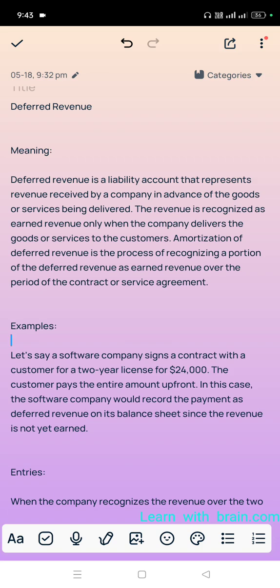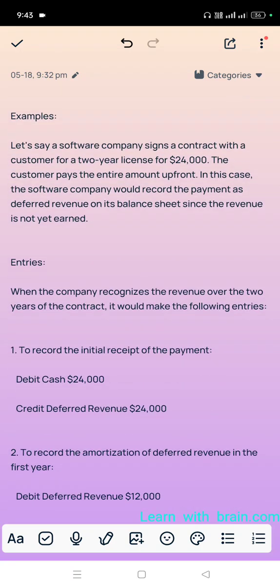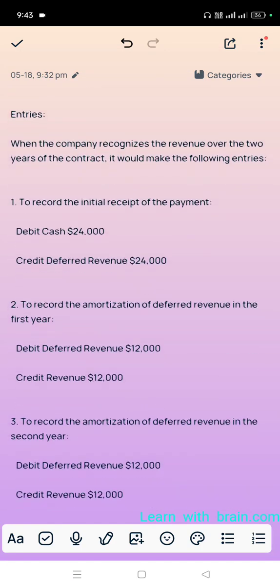Okay. Next, continuation. Amortization of deferred revenue is the process of recognizing a portion of the deferred revenue as earned revenue over the period of the contract or service agreement. So what is amortization? Already we recognized deferred revenue. So if we render services, then we amortize the amount, according to how much service we rendered. Okay. Now we go for the entries.